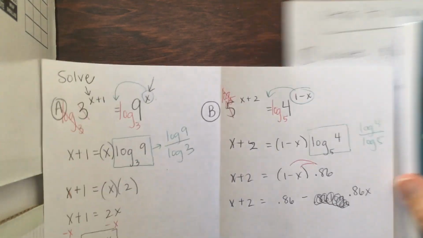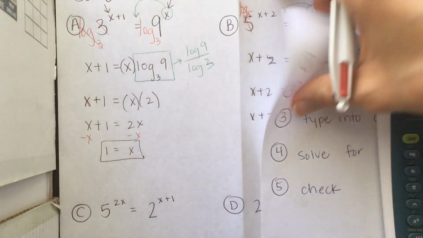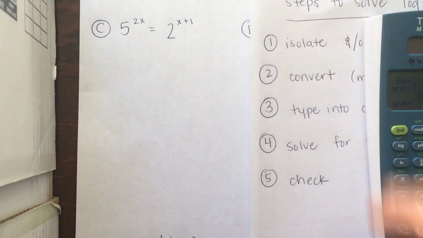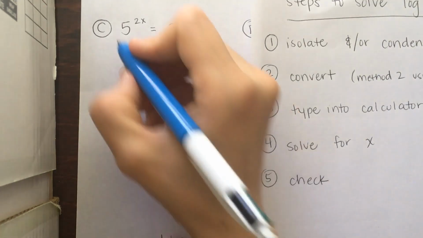All right, let's do 2 more examples. This example C is the same as an example in your notes. However, I've switched it around and put the 5 first because I wanted you to see I used base 2 in the notes online, but I'm going to use base 5 on this example, and you should get the same answer both ways. All right, I don't need to isolate, but I do need to convert.